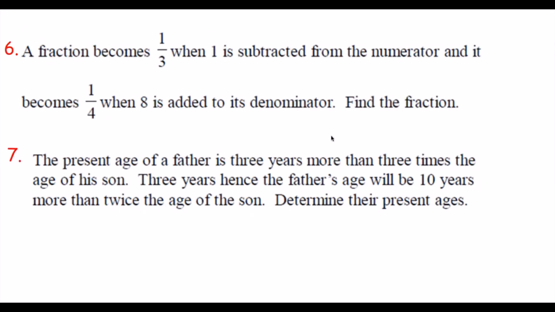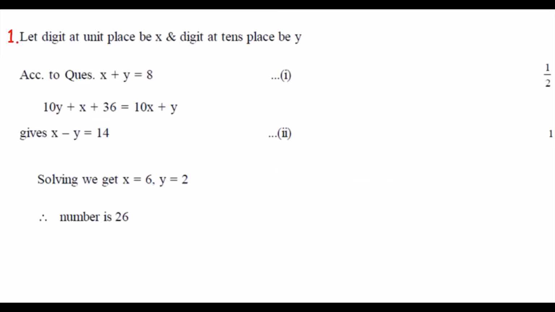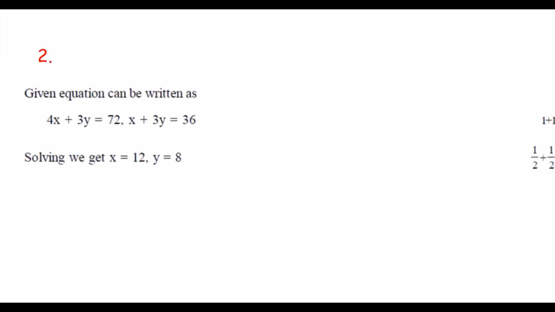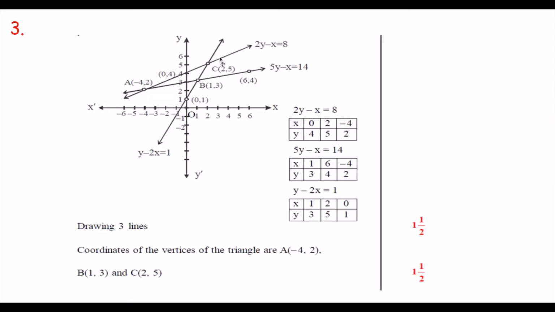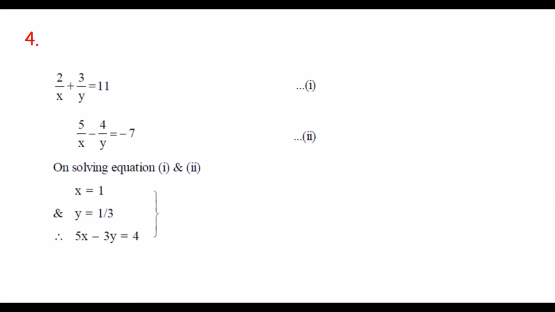Here is a fraction and an age problem. This type of questions are there in the textbook. Now let us look at its answers. Here is the digit problem. The digit is 26. Here the solution: x is equal to 12, y is equal to 8. The graph, the vertices are negative 4, 2, 1, 3 and 2, 5.